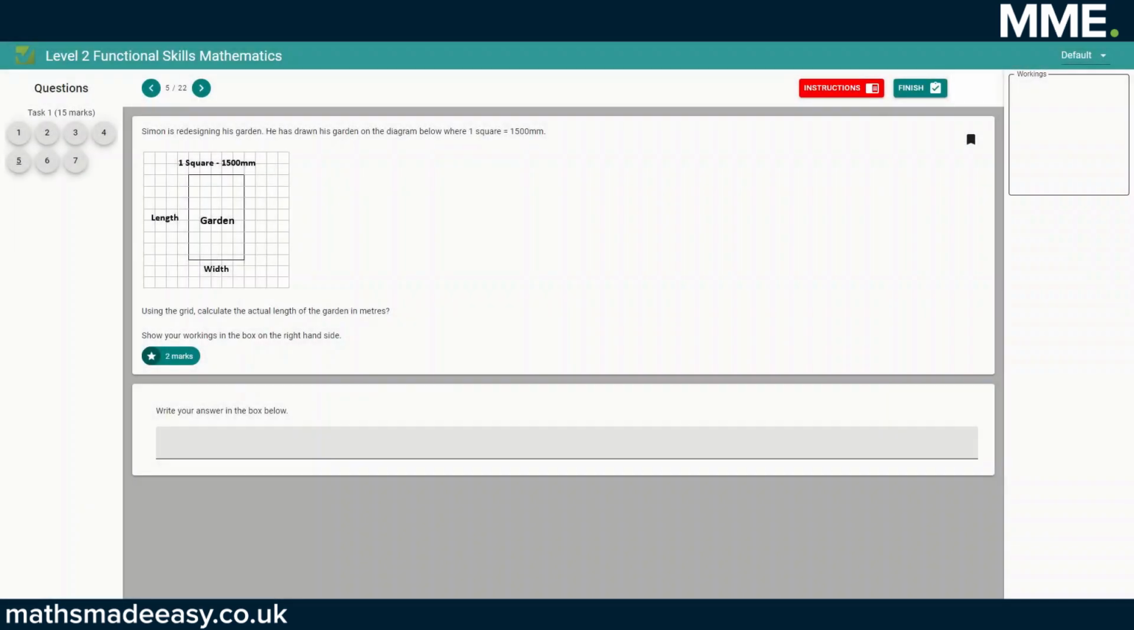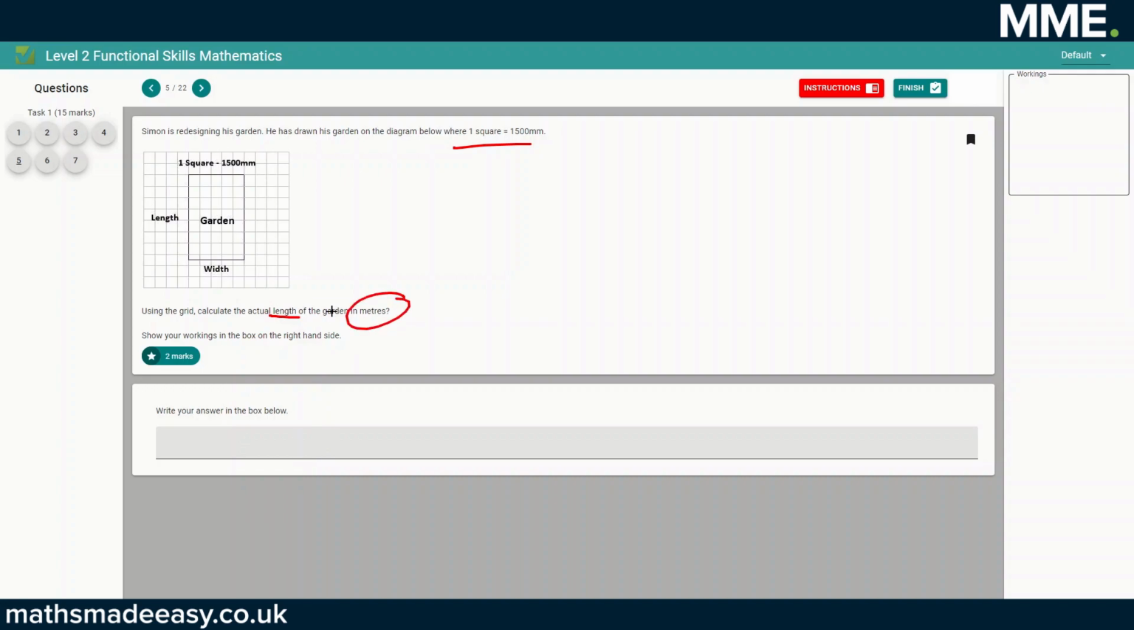So question 5 now. We're told that Simon is redesigning his garden. He has drawn his garden on the scale diagram below, where we're told 1 square is equivalent to 1,500 millimetres. And we're asked, using the grid, to calculate the actual length of the garden in metres.